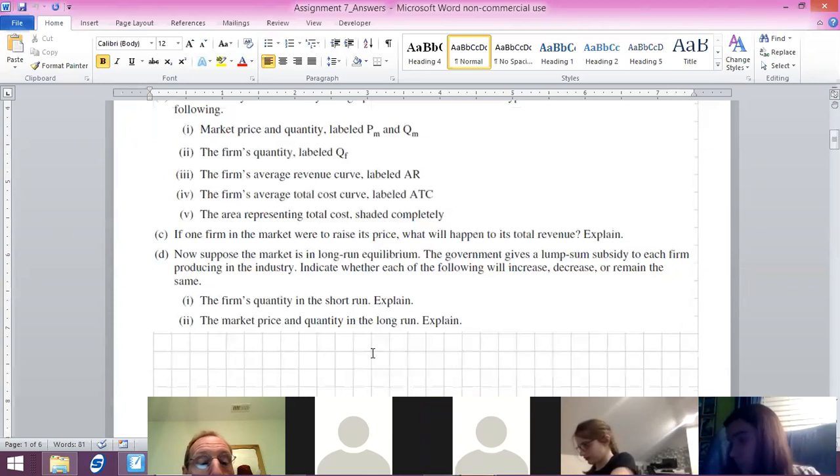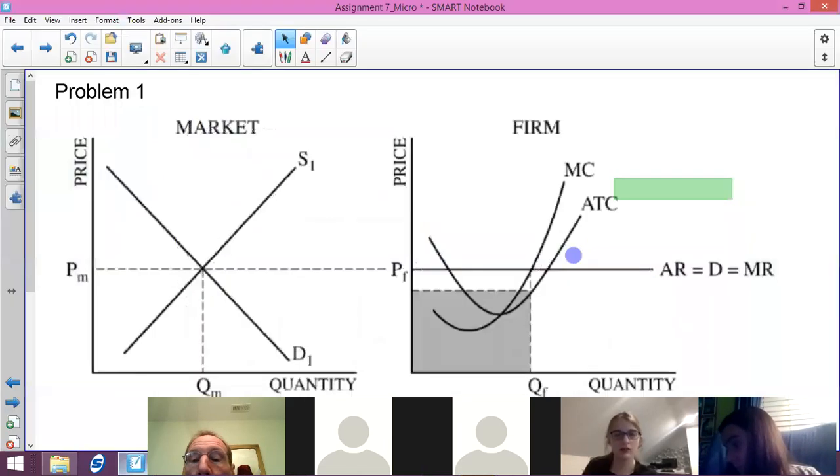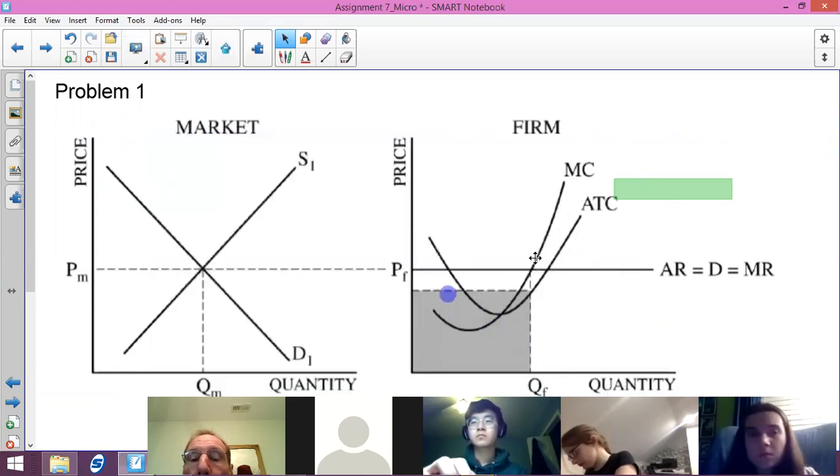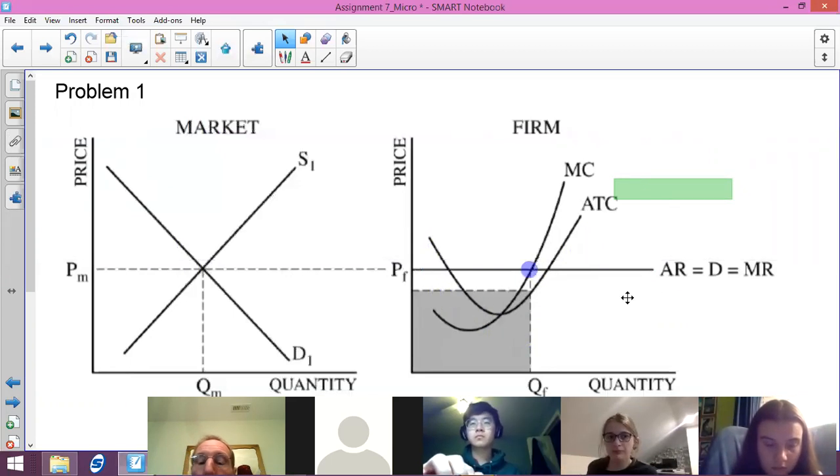Why is that? Because a lump sum subsidy is only going to change your average total cost, okay? It's going to make average total cost a little bit lower, depending on the lump sum subsidy averaged out over the quantity that's being produced. A lump sum subsidy does not change the marginal cost curve at all. So the quantity produced is going to be exactly the same, okay? Does everyone understand why that is?